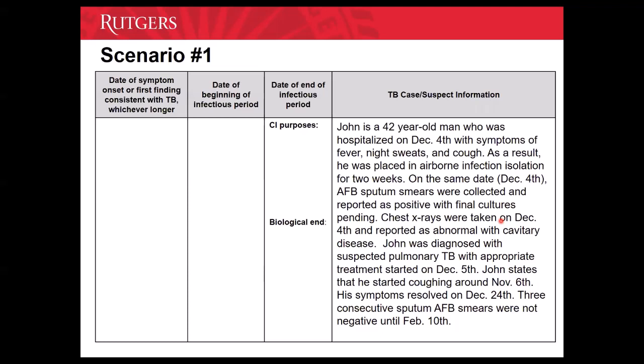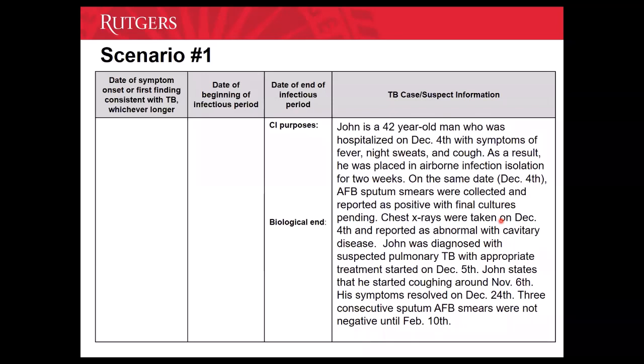Cavitary disease, the diagnosis came in, and he started appropriate drug therapy on December 5th. The patient states he started coughing around November 6th, with symptoms resolving about a month later. Three consecutive negative smears were collected but not reported until February 10th. So the question in the exercise is the date of the first symptom onset consistent with TB, whichever is longer.